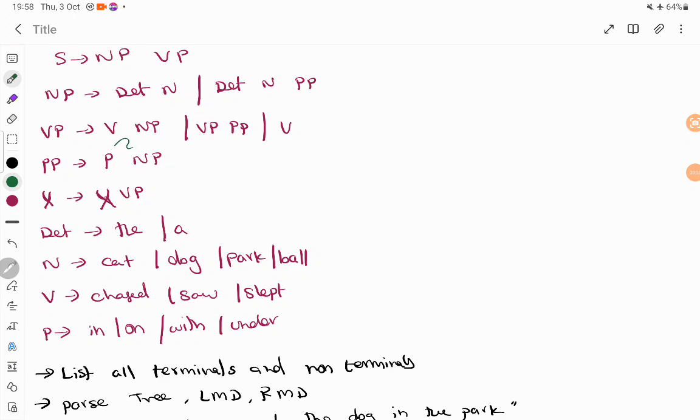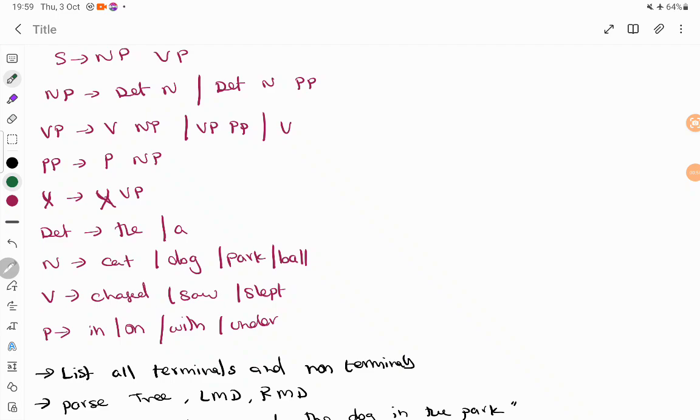Again, the verb portion consists of a verb followed by a noun portion, and it goes on like a normal grammar structure. Your determiner might be the or a, and the noun consists of cat, dog, ball, park, or anything. And the verb is like any verb: playing, chasing, saw, slept, and all. So these are some examples.